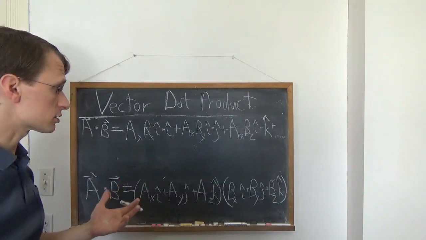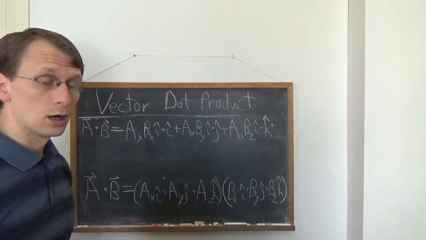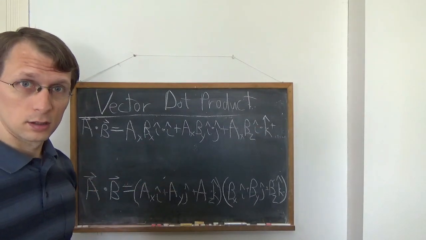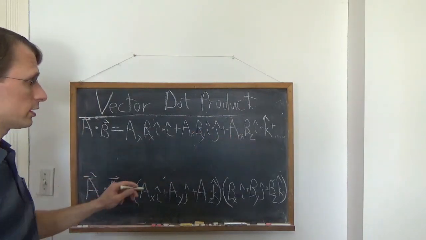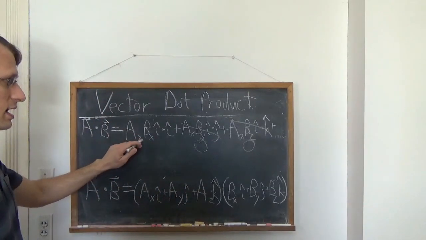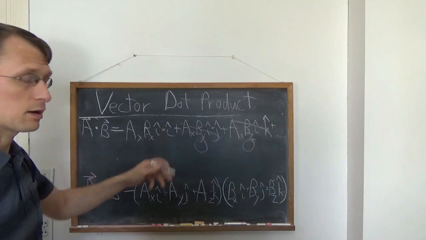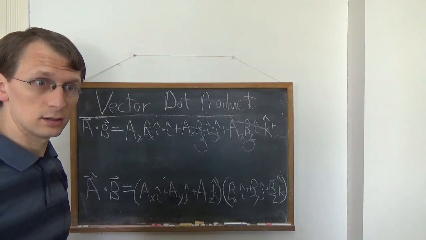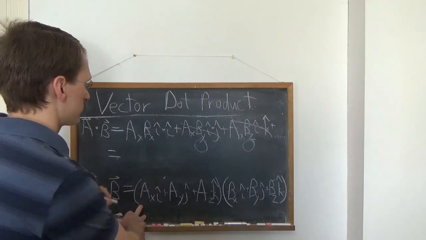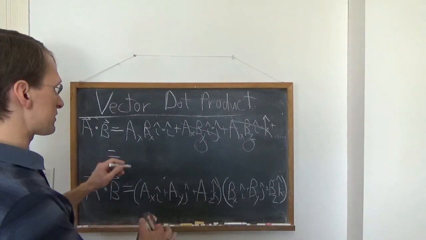The only parts of this that actually stay and aren't multiplied by 0 are the ones where the directions are the same. So in this first 3, the only one that stays is this AX BX. And then i hat dot i hat would just be 1 because they both have a magnitude of 1. So spreading that through all 3, we then get this form.